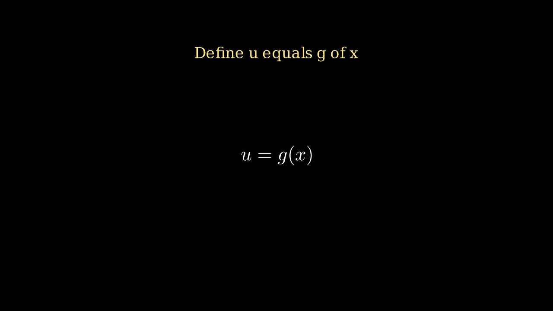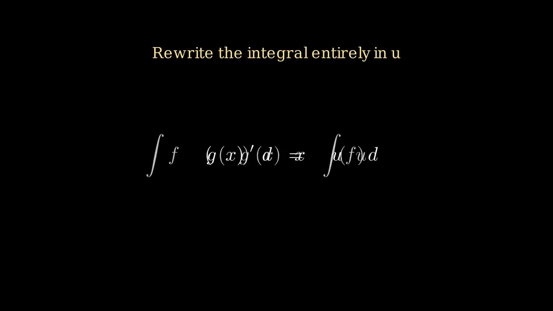Today we're looking at u-substitution, a technique for integration that works by reversing the chain rule. The rule says if u equals g of x, then du equals g prime of x dx, and the integral of f of g of x times g prime of x dx becomes simply the integral of f of u du. The whole point is to rewrite the integral entirely in terms of the new variable u.